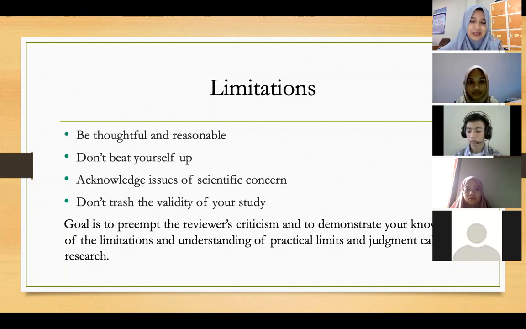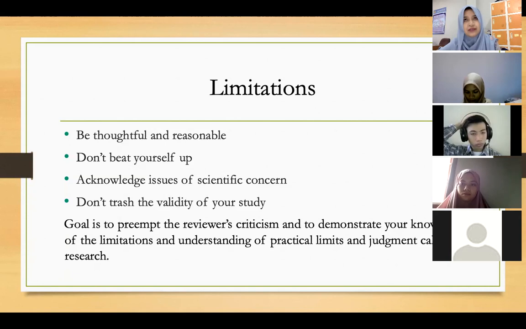Don't beat yourself up. Ya, jangan terlalu merasa jelek sekali hasil studinya sehingga banyak sekali dikemukakan limitation. Because some of the things are not limitation. Ya, so just be thoughtful and reasonable. Secukupnya aja meng-highlight limitation. Okay. Kalau tidak ada limitation, then no need to highlight the limitation. Ya, so it depends on the nature of your study.